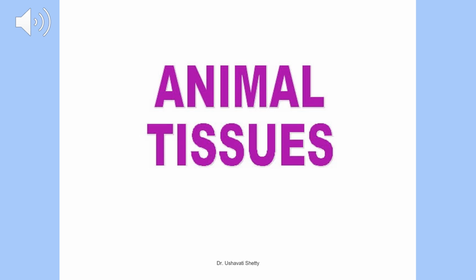Hello students. In this module, we'll be learning about the second part of the chapter tissues, that is animal tissues. In the previous module, you had already studied about the definition of tissues and the different types of plant tissues. In this chapter, we will be learning about the various types of animal tissues, their structure, location, function, and diagram.